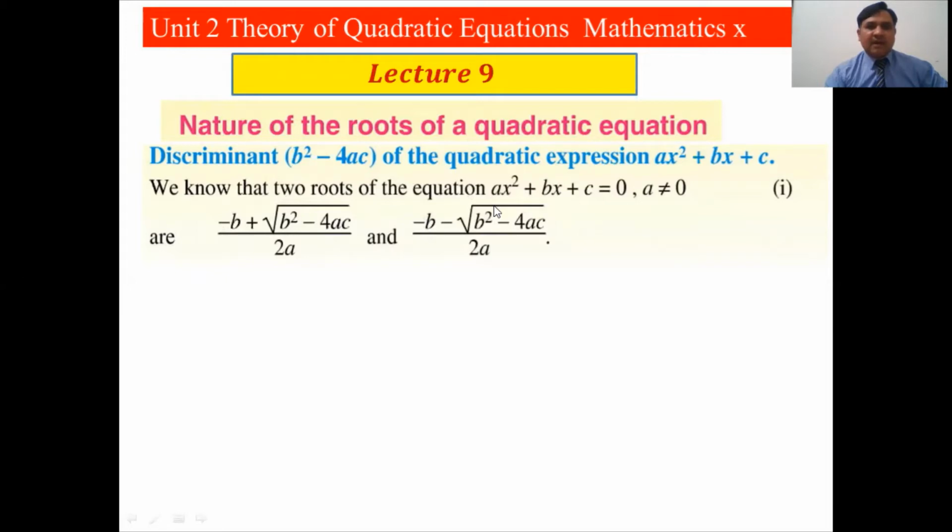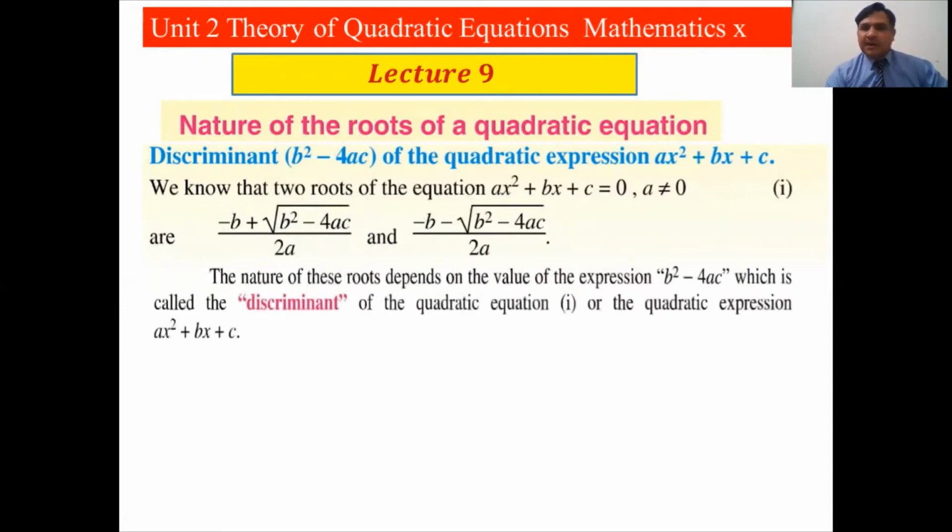And I have told you that the nature of the roots depends on the expression which is inside this radical sign. So this expression is b square minus 4ac, and this expression is known as the discriminant of the quadratic equation. So the nature of the roots depends on the value of the expression b square minus 4ac, which is called the discriminant of the quadratic equation. So we can define discriminant is equal to b square minus 4ac.